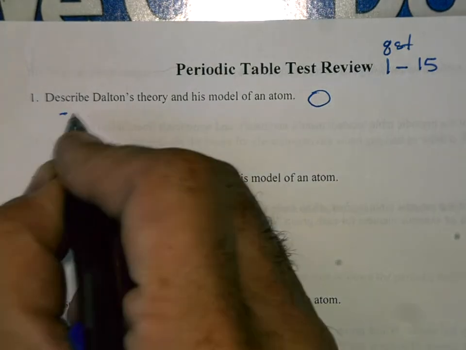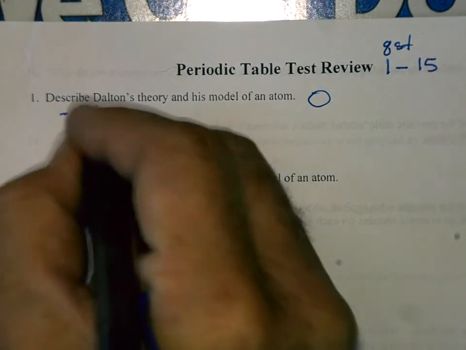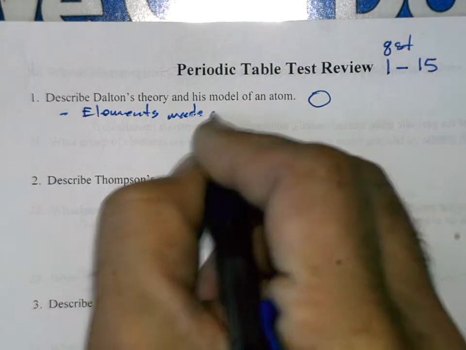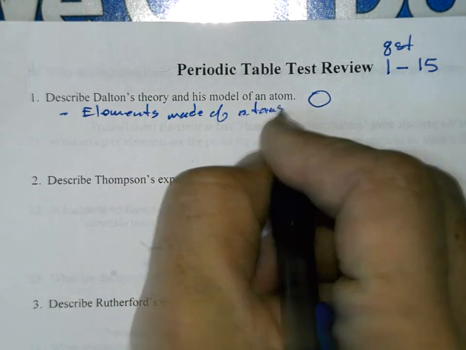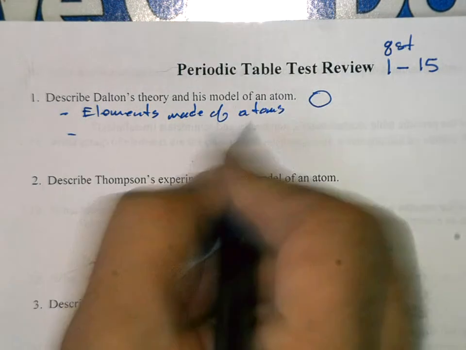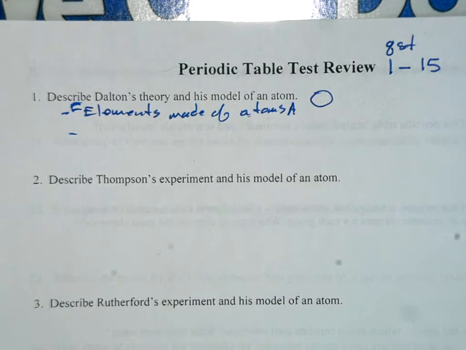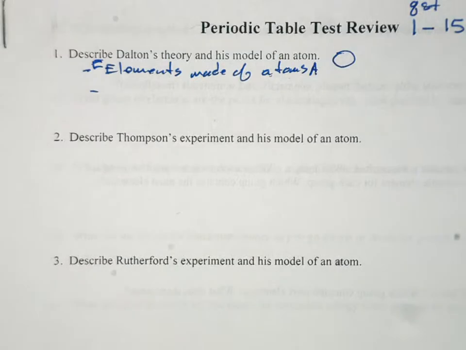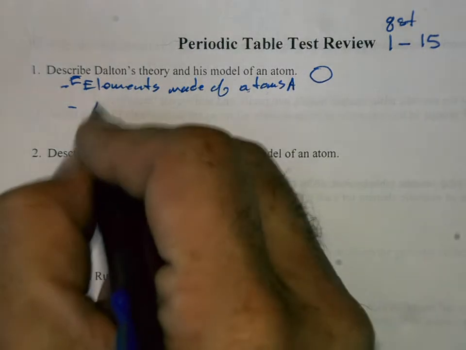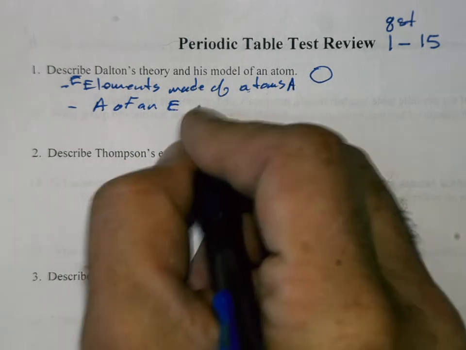The first idea was that elements are made of atoms, and that was really from the Greeks. Next, he said that atoms, I'm just going to use a capital A now for atoms and a capital E for elements because I don't want to repeat. Sorry about that. So basically he said that atoms of an element are identical.